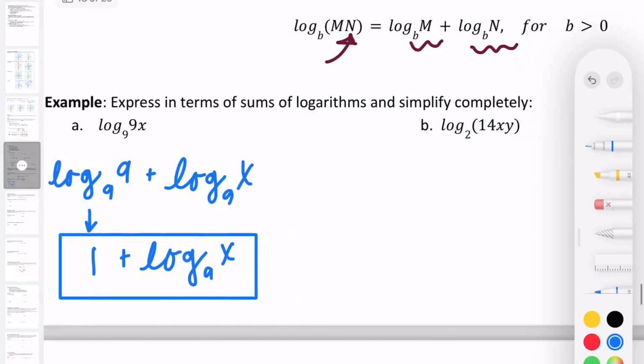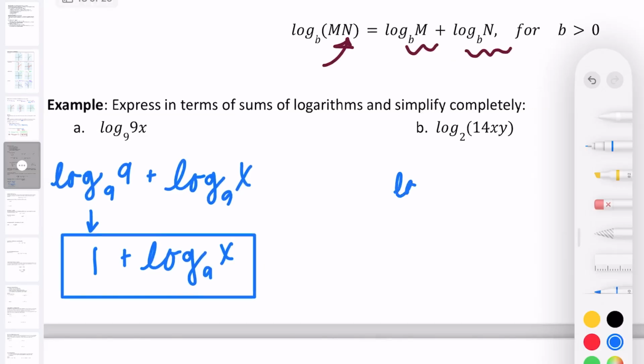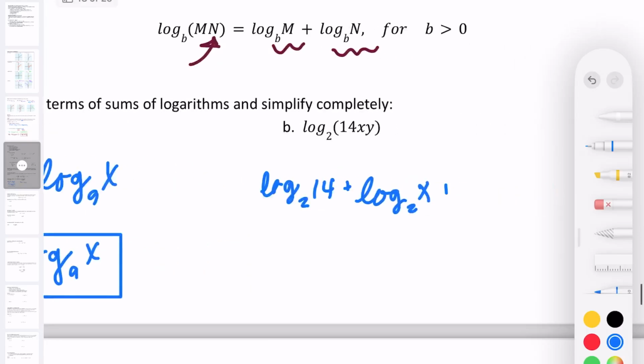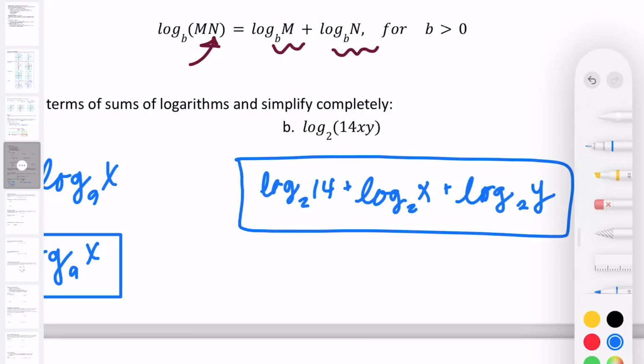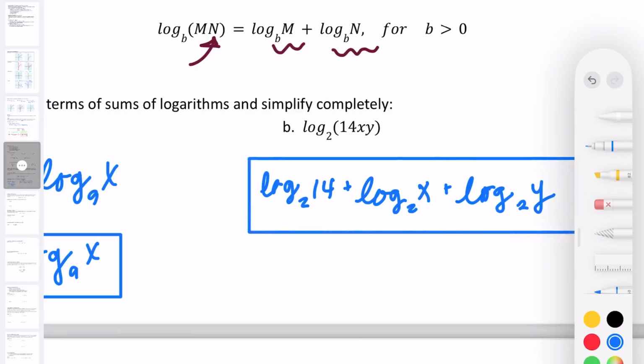The next one has 3 things that we can separate. We're going to separate 14 from x from y. We're going to write log base 2 of 14 plus log base 2 of x plus log base 2 of y. There's nothing else that can be simplified or condensed here. Log base 2 of 14 is not going to be a whole number, so we would leave it as is.